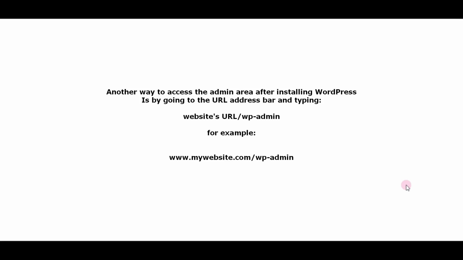Another way to access the admin area is by clicking the website link, and then, on the address bar type /wp-admin. You will be redirected to the admin area login page. There enter your username and password, and then log in.